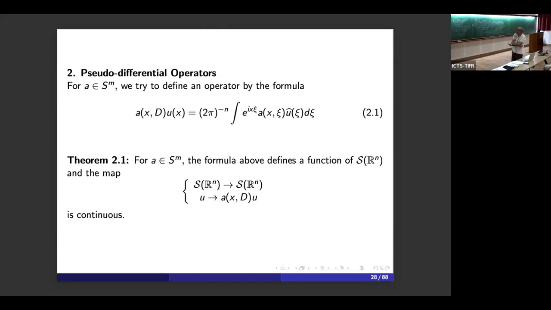Okay, now I just introduced the symbols. Now we will produce operators with these symbols. This operation is called quantization. You have a symbol, how can you design an operator, a map on distributions.